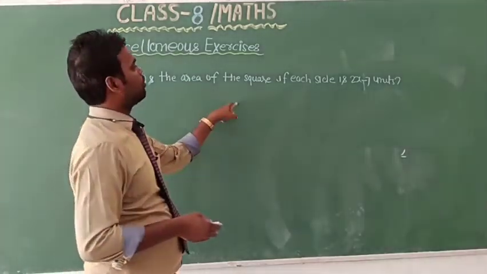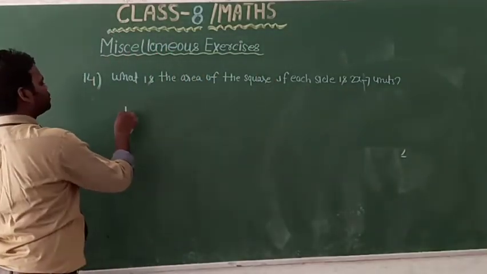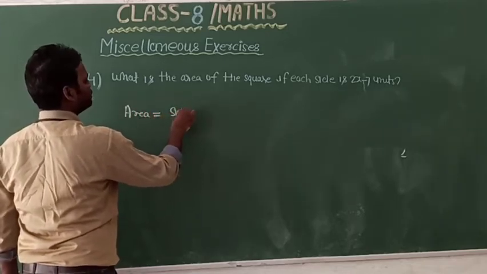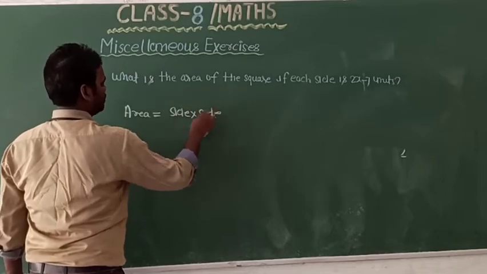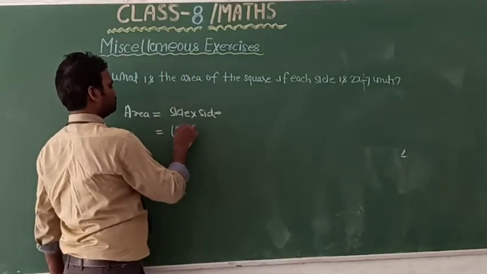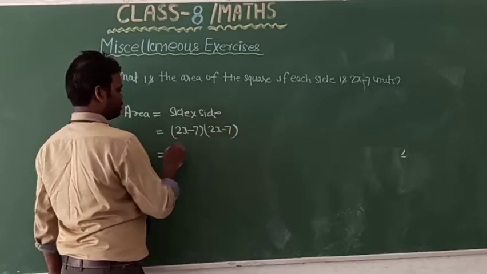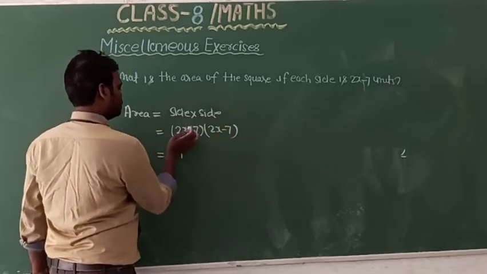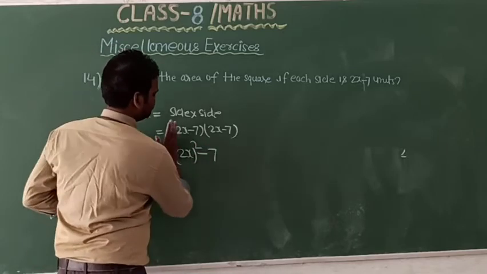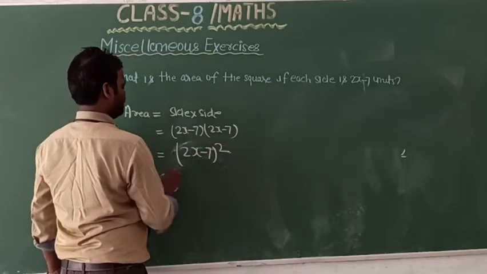Okay, this is question number 14. What is the area of the square if each side is 2x minus 7? So as we know, the area of a square equals side into side. So side is given, this is 2x minus 7, 2x minus 7, which is equal to (2x minus 7)².